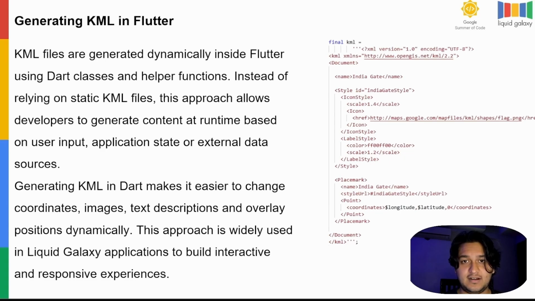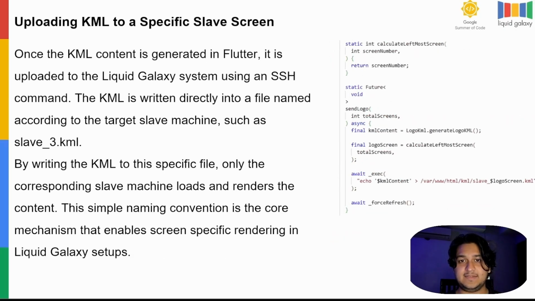Generating KMLs in Dart also keeps all the application logic in one place, making the maintenance and debugging easier. This pattern is widely used across Liquid Galaxy applications. Once the KML has been generated inside Flutter, our next step is to get that KML content reliably onto Liquid Galaxy system. This is typically done by executing an SSH command inside Flutter that writes the KML string directly onto the appropriate directory inside the master machine.